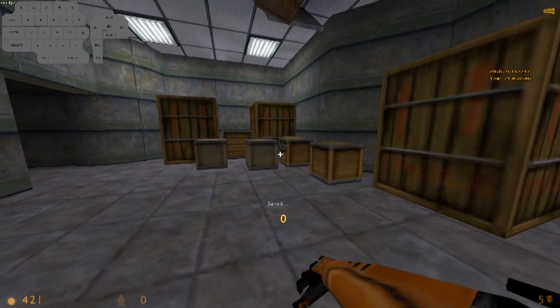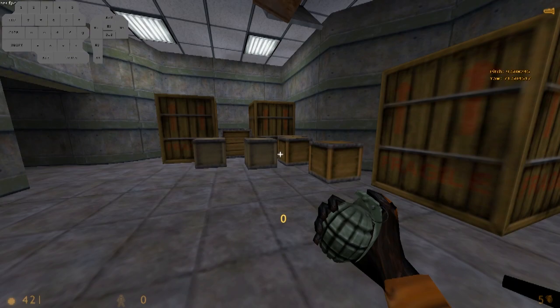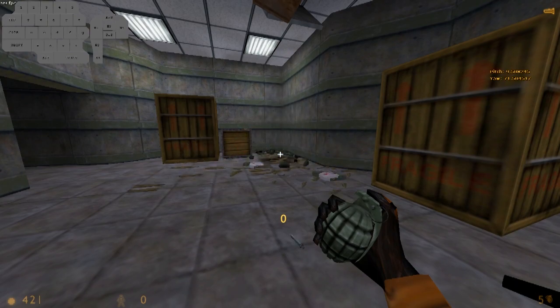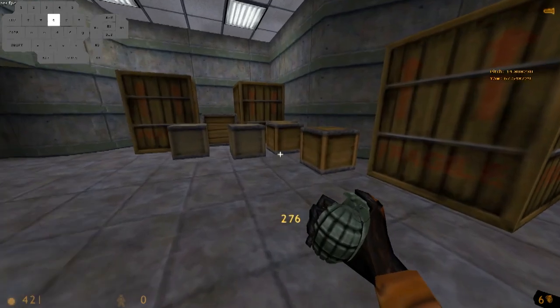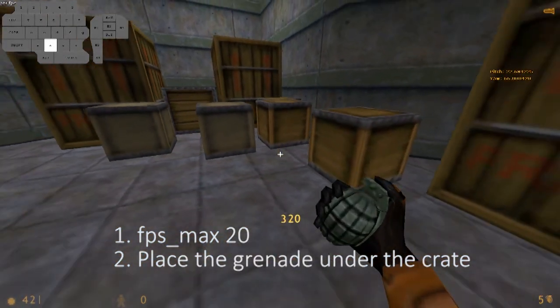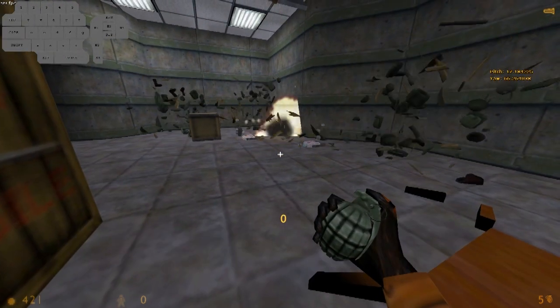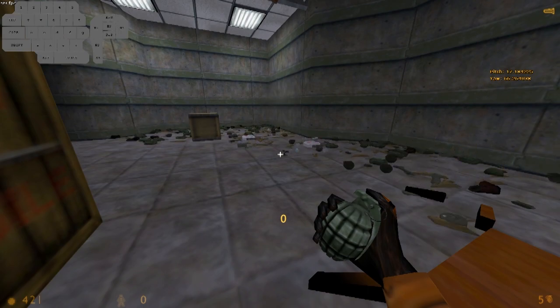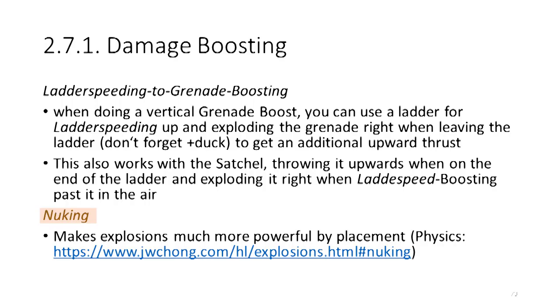Grenades can be used to break several crates at a time. By placing them correctly, you can inflict damage on a larger radius, destroying even more crates. This also sometimes unintentionally can happen when a grenade is covered, for example, by an enemy.